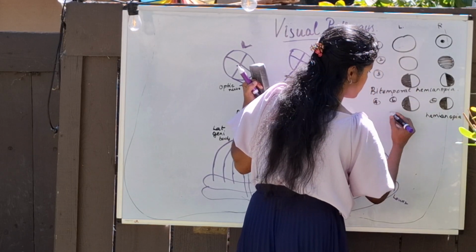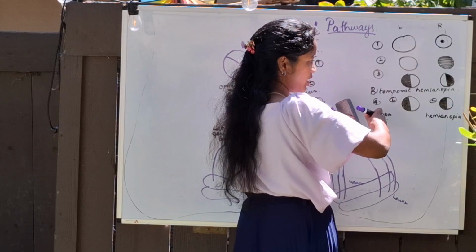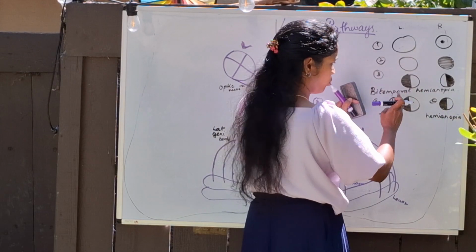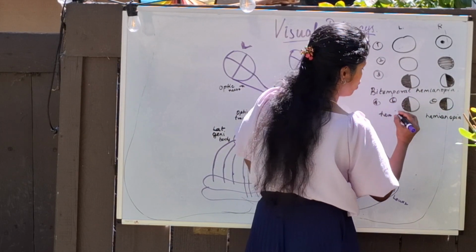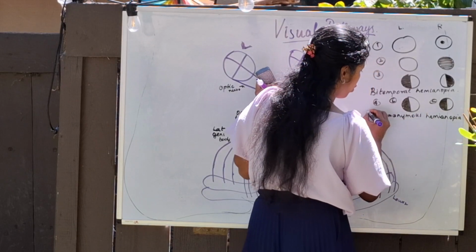But homonymous, that is, it is not different sides. It's not that this side is the right side and that side is the left side. On both, the left side is damaged. Therefore homonymous. But we also call it contralateral.